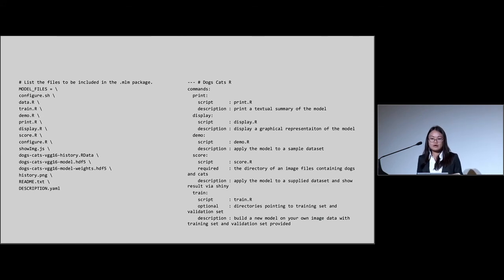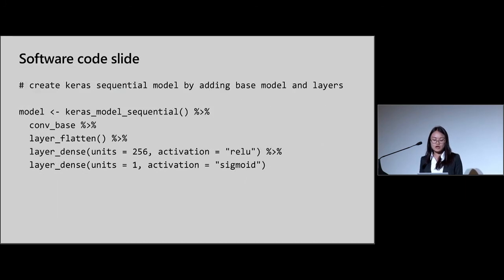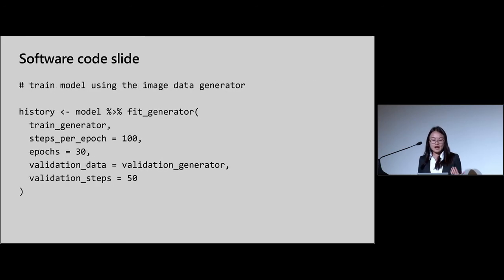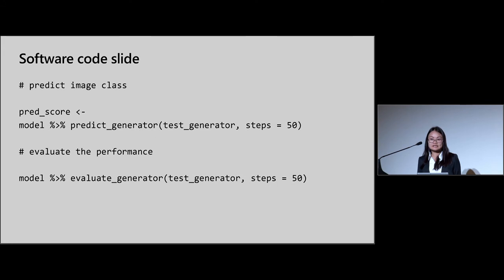And if you want to have a close look at how this pre-trained model was built, then you can just open all of those R scripts in your model pack to see how we define a Keras sequential model, how we train the model using the image data generator, and how we predict the image class and evaluate the model performance using Keras packages. To have a deep dive into the code, you can just go to the GitHub repository, where we put all the model packs.